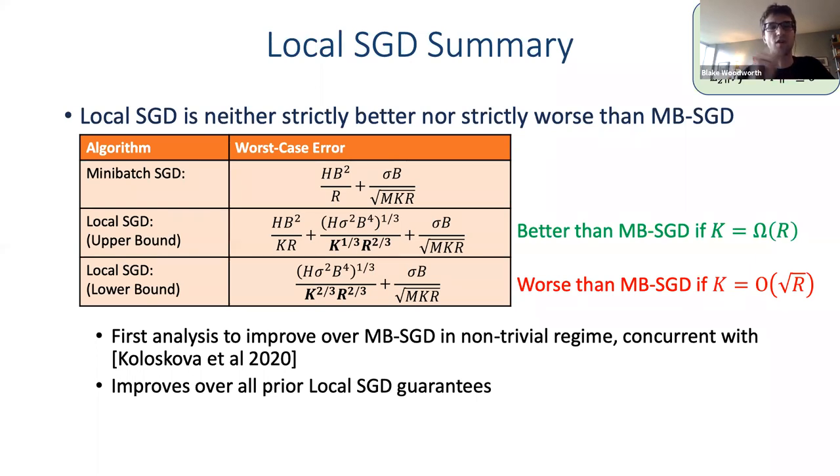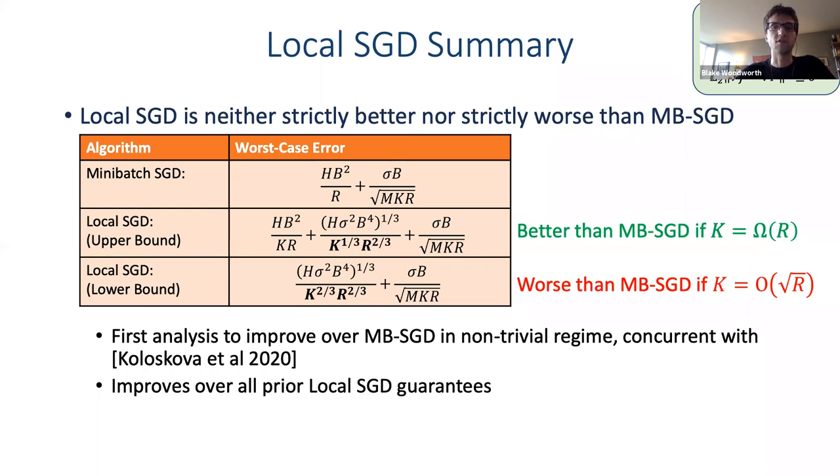You can run these algorithms on each of the M machines individually and then average once at the end, and it's just as good as if you'd been averaging at every step. And we also show that accelerating local SGD is quite straightforward in this setting using the method of Catalyst.